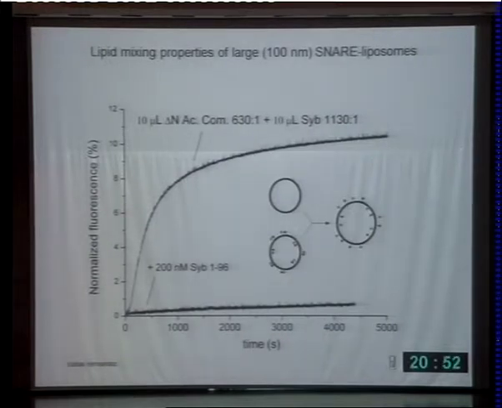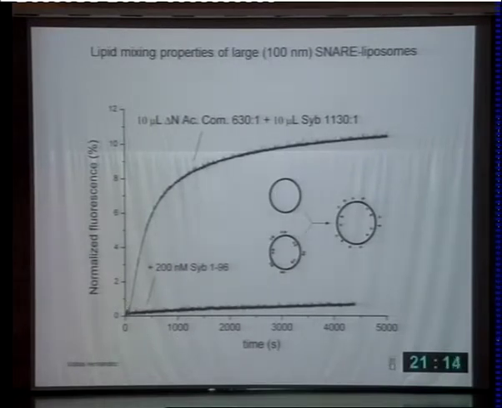We also diluted the snares in the membrane to a much lower value. So we now usually use a phospholipid to snare ratio of 1,000 to 1. Keep in mind that synaptic vesicles have a snare ratio of 100 to 1, so there are 10 times more snares in synaptic vesicles. But this allows us to slow down the reaction a little bit. And it turns out you get a very nice fusion reaction.